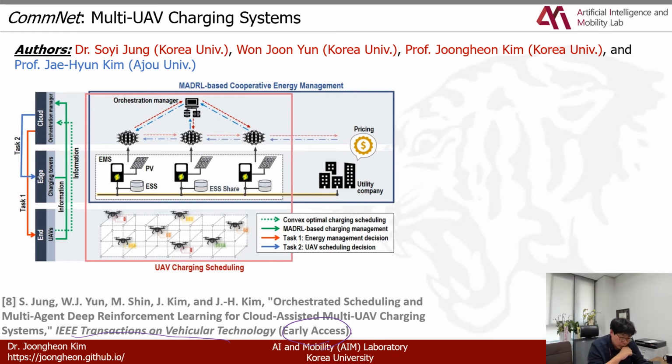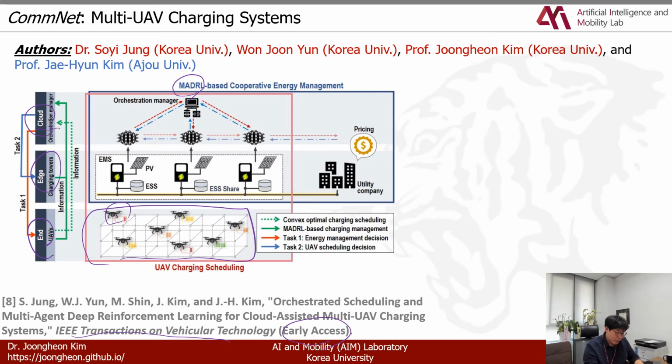So here we are considering a multi-agent deep reinforcement learning based cooperative energy management system. We have three stages: cloud, edge, and end. In the end case, we have UAVs. They are flying, doing some surveillance, doing some autonomous tasks. But UAVs are strictly energy limited. That's why they should be charged over wireless power transfer.